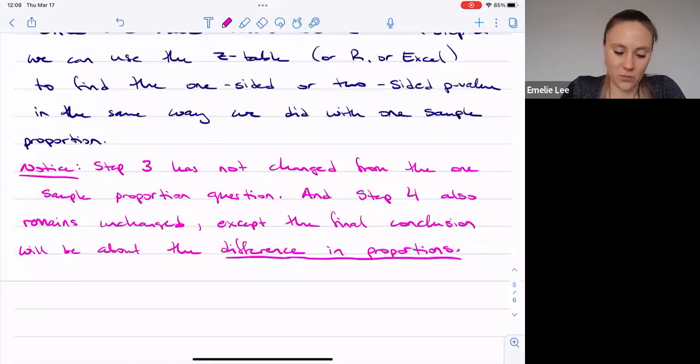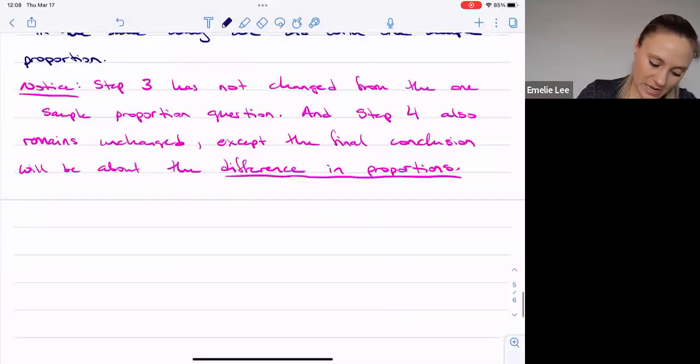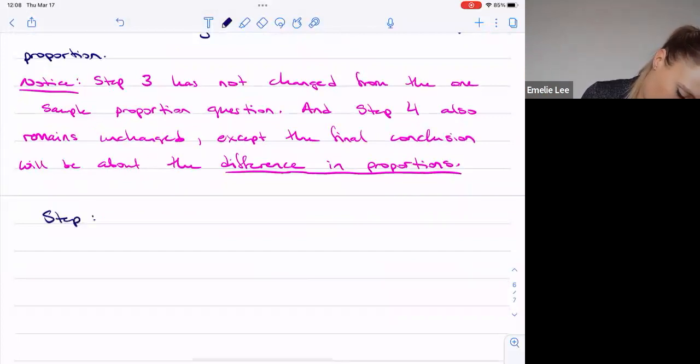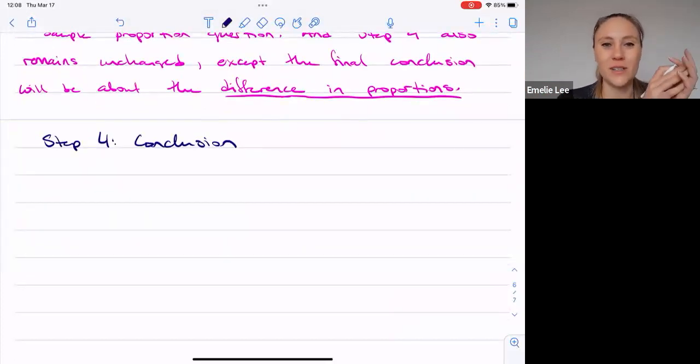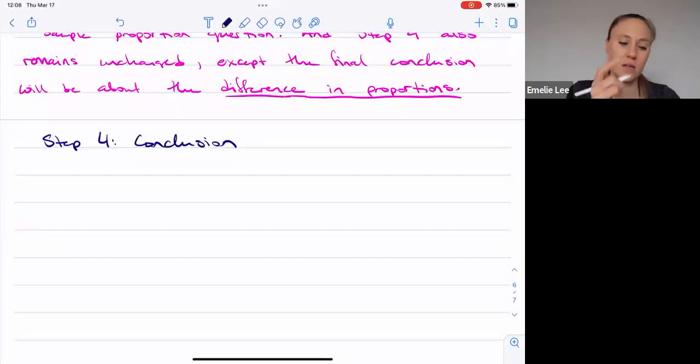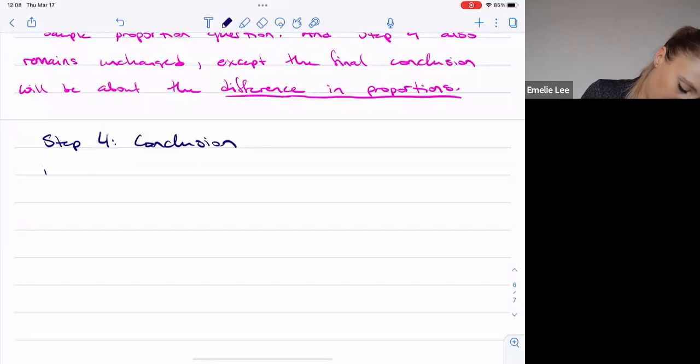Just to recap, right? What is our step 4? It's going to be the same as before, but it doesn't hurt to re-emphasize. So step 4 is your conclusion. The first part of your conclusion is comparing your p-value to your alpha level. Right? That's the same as before. There are no changes here. So part 1 is compare the p-value to the alpha level.